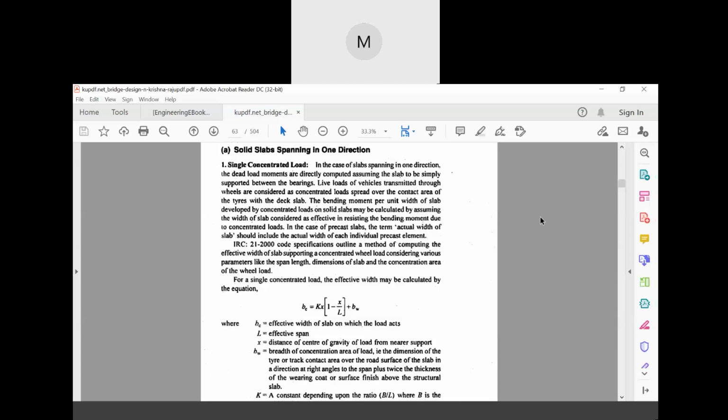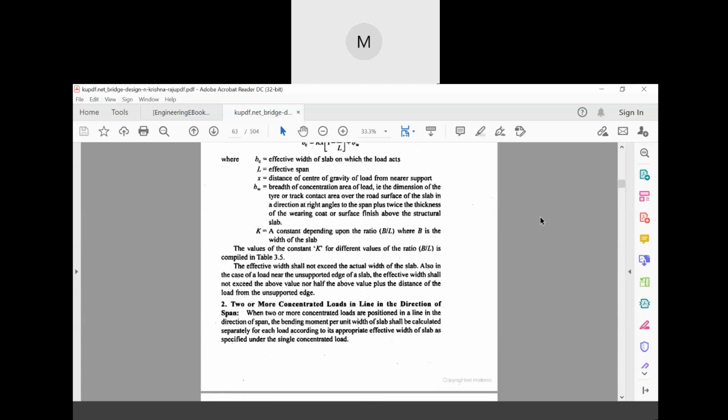Now, for a single concentrated load, the effective width may be calculated by this equation: bc equal to Kx, 1 minus x by L, plus bw. Now, look, bc is what? The effective width of slab with which the load acts. L is the effective span. x is the distance of the center of gravity of the load from the nearest support. bw is the breadth.